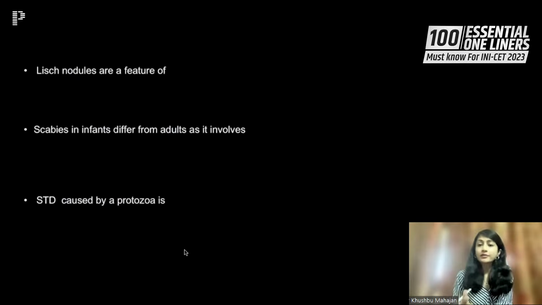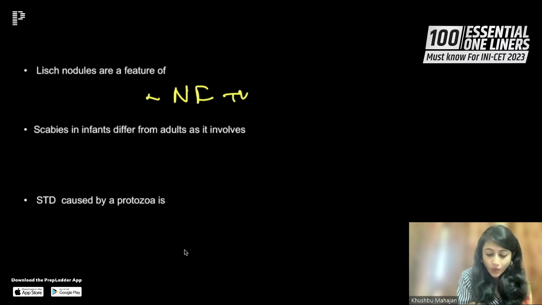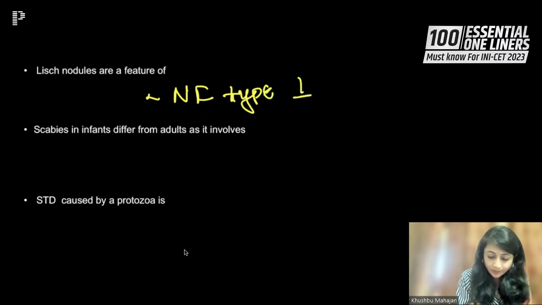Leash nodules are a feature of... You all got it right. It is neurofibromatosis type 1. Neurofibromatosis type 1.